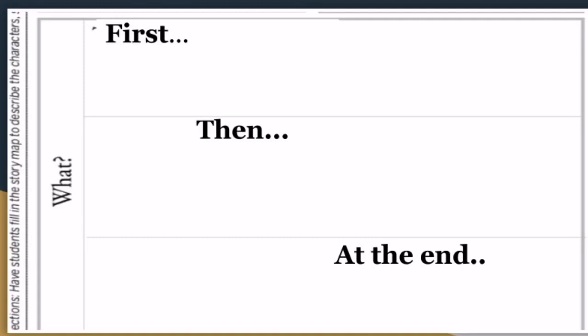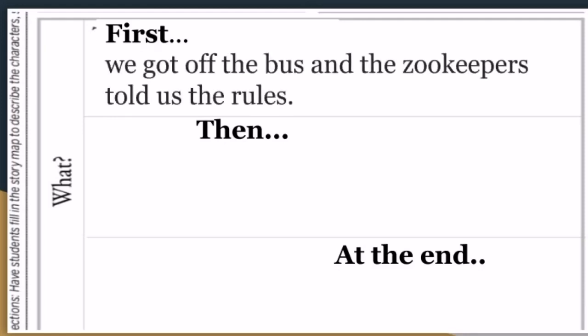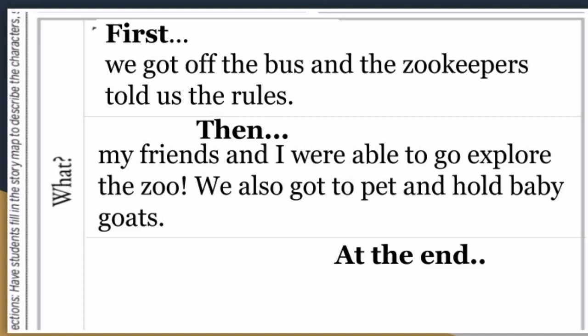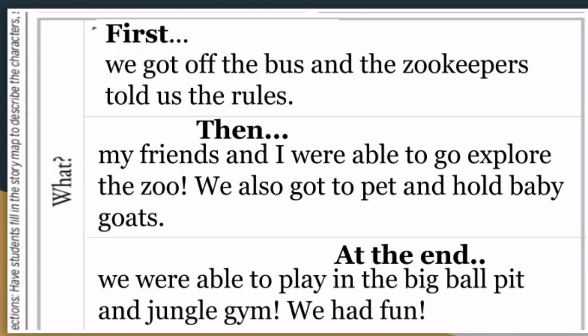Now we're going to write what happened first, in the middle, and then at the end. So at first, we got off the bus and the zookeepers told us the rules. Then, my friends and I were able to explore the zoo. We also got to pet and hold baby goats. At the end, we were able to play in the big ball pit and jungle gym. We had fun. Make sure you're pausing your video to take time to write.